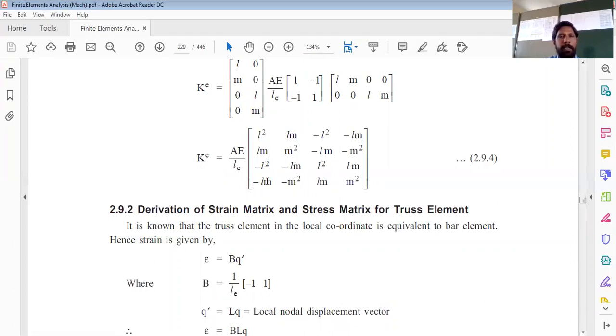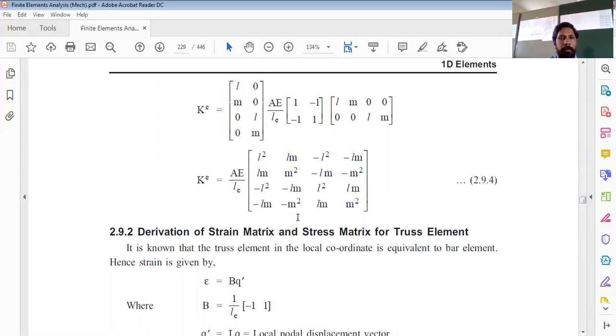truss is given by K is equals to AE by LE in the matrix of L square, LM, minus L square, minus LM, LM, M square, minus LM, minus M square, minus L square, minus LM, L square, LM, minus LM, minus M square, LM and M square. So where L is nothing but cos theta, or it is the final value of x minus the initial value of x divided by the length of element.